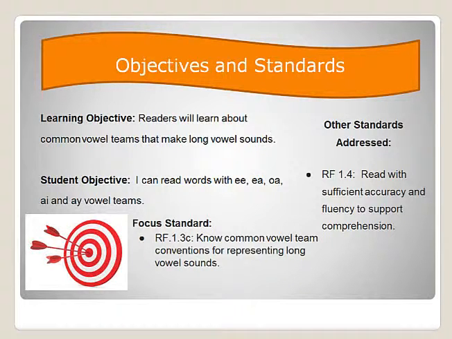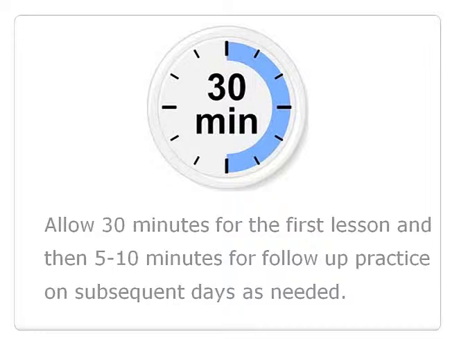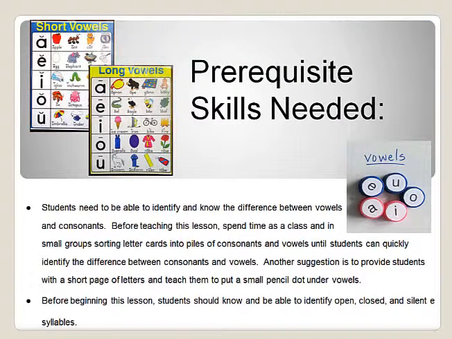The focus standard for this course is RF 1-3C, Know Common Vowel Team Conventions for Representing Long Vowel Sounds. Another standard that is addressed is Reading Foundational Skills 1-4, Read with Sufficient Accuracy and Fluency to Support Comprehension. Allow 30 minutes for the first lesson, and then 5 to 10 minutes for follow-up practice on subsequent days as needed. Students need to be able to identify and know the difference between vowels and consonants.